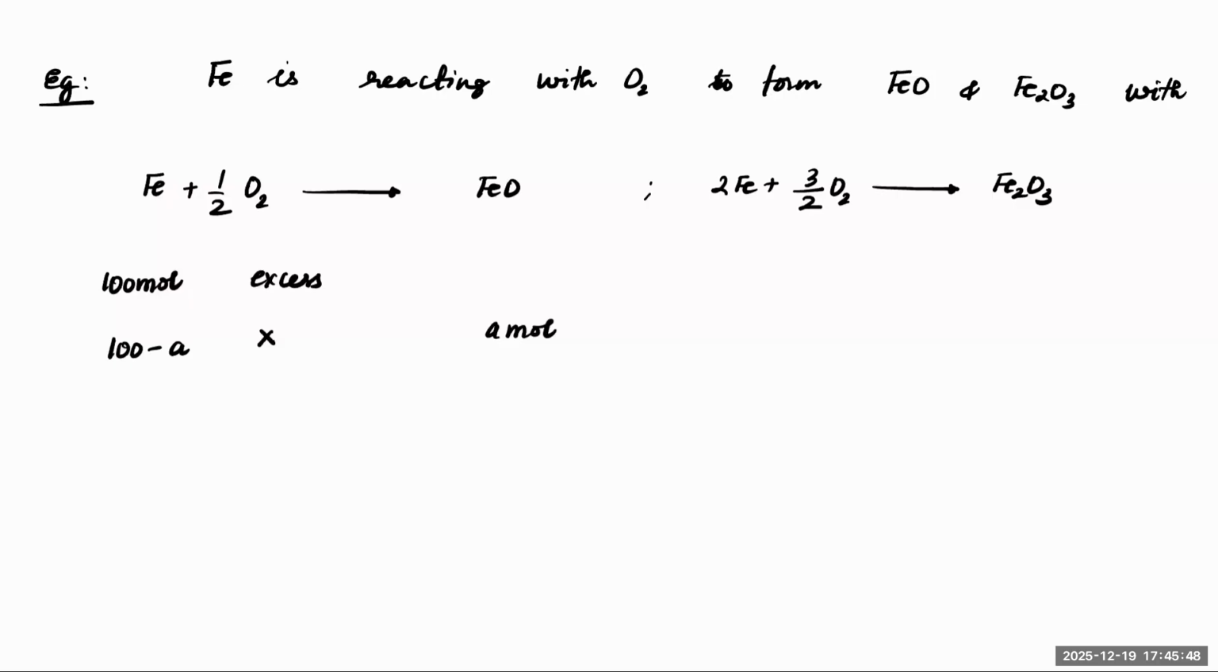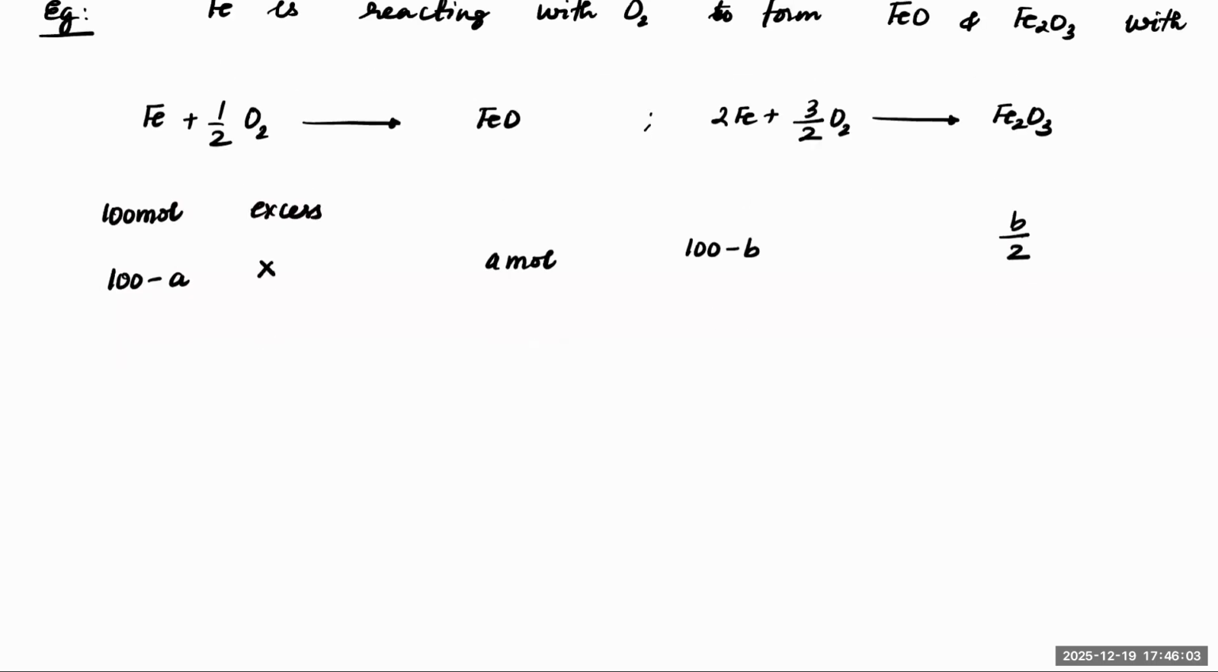Here, let's say B moles got consumed. So out of 100, B moles got consumed here. How much should form here? B by 2 moles of Fe2O3 should be formed. But one thing is for sure: if Fe is limiting, then A plus B has to be 100. That is the advantage you will use. Does that make sense now? Yes, sir.